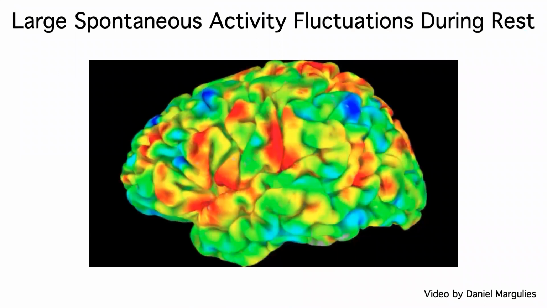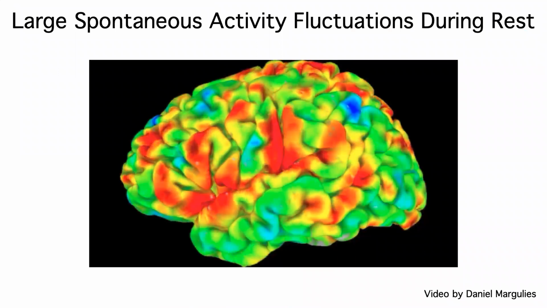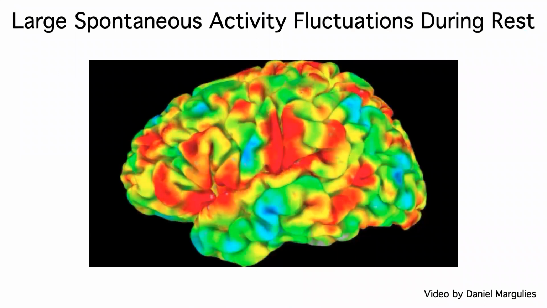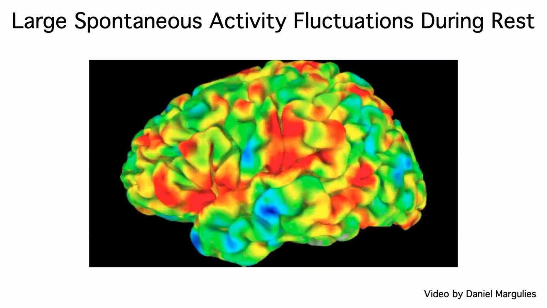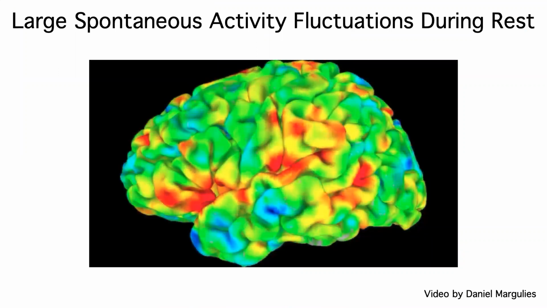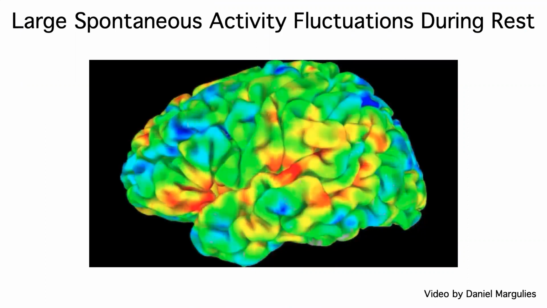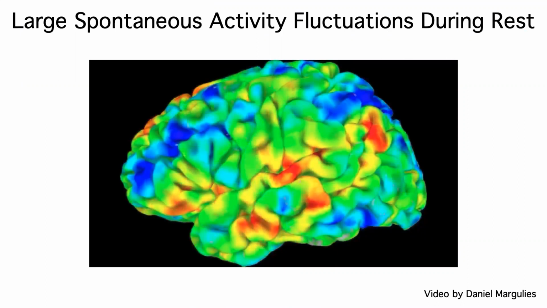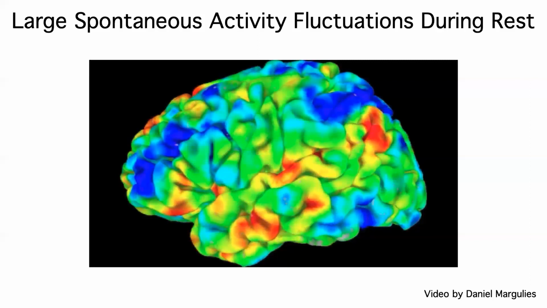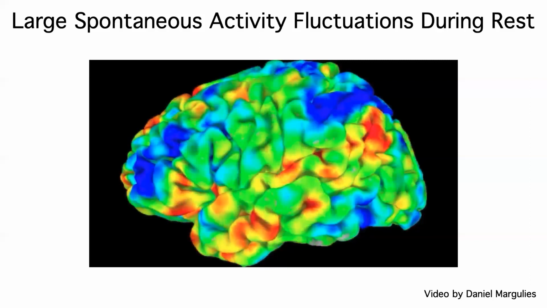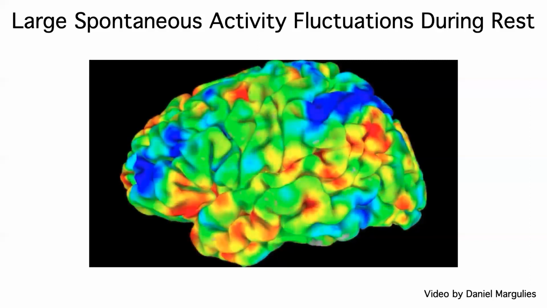The brain is active even at rest. This video from Daniel shows the functional MRI signal when the subject is lying at rest in the scanner. As you can see, these large spontaneous activity fluctuations appear throughout the brain. These spontaneous fluctuations during resting state functional MRI can be used to interrogate brain network organization.